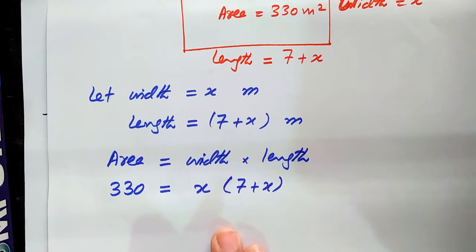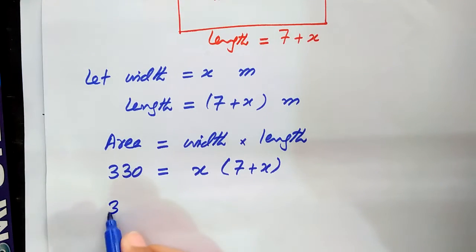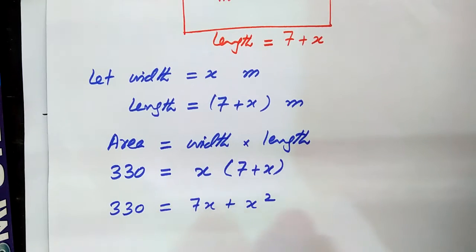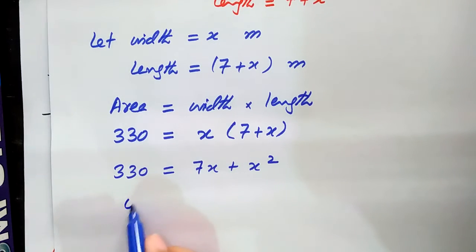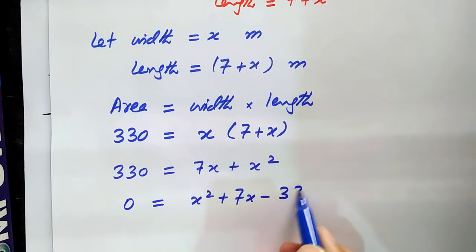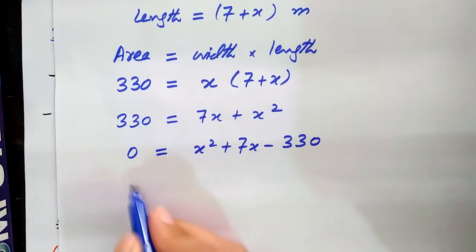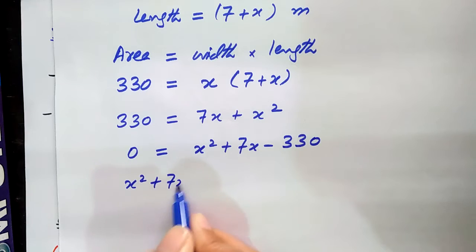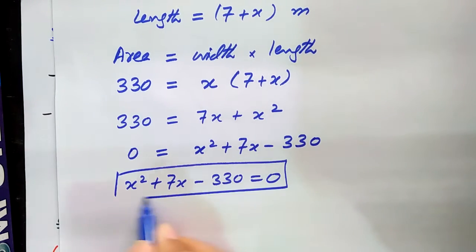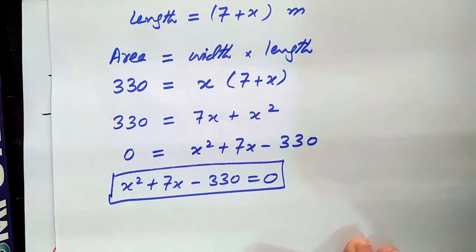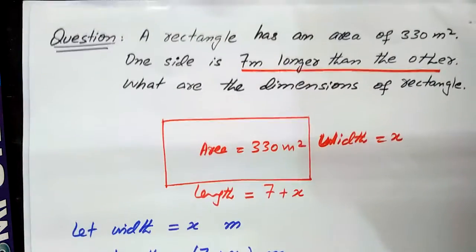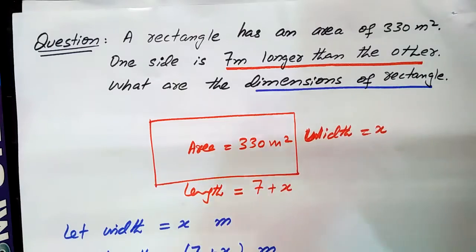Now solve it to form a quadratic equation. 330 is equal to 7x plus x square. Now rearrange it, we will get 0 equals x square plus 7x minus 330. It can also be written as x square plus 7x minus 330 is equal to 0. Now we can see this is a quadratic equation. Now we will solve it for x so that we can find out the dimensions of the rectangle.